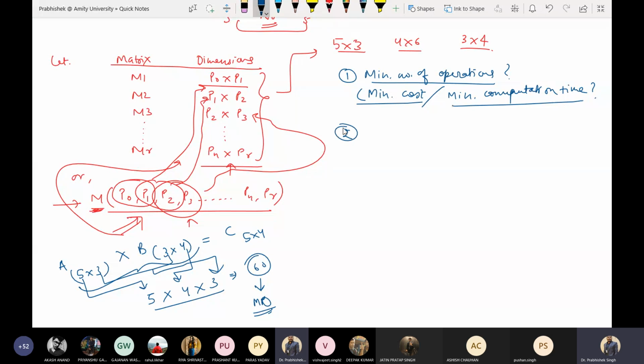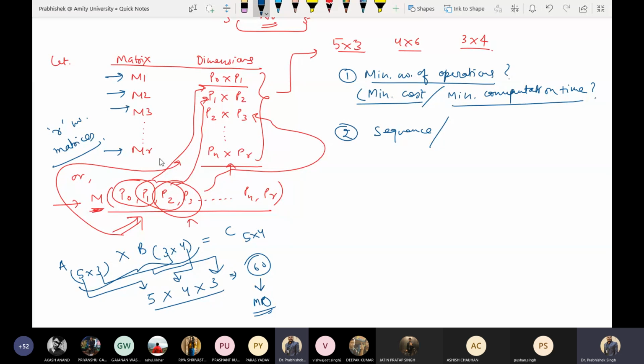Okay, the second type of question that can be asked to you is the sequence. For example, they have given you M1, M2, M3, M4, M5, up to MR, R number of matrices.